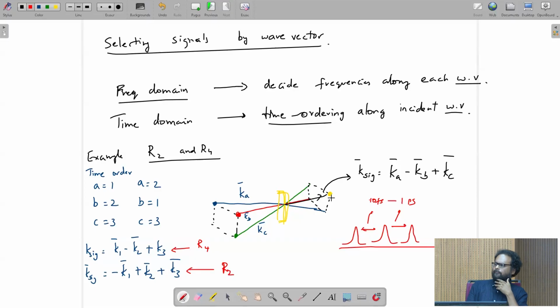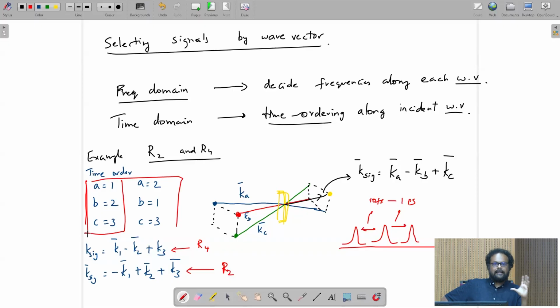Now a question for you. Let's say I set my time order to measure the non-rephasing: A first, B second, C third. And I don't want to change the time order. Can I still measure, with the same condition, even the rephasing signal?